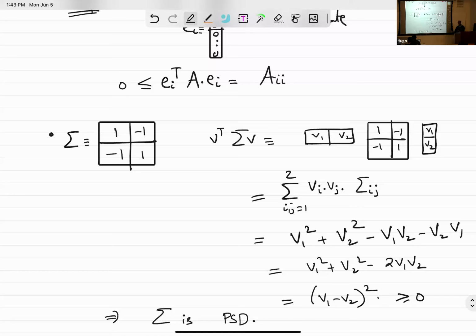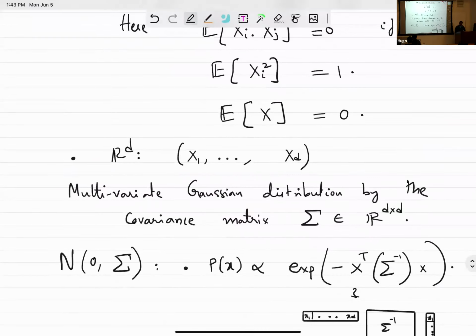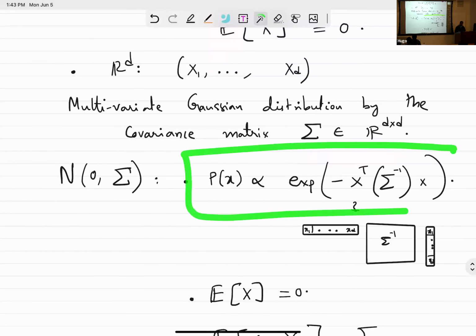And for any Gaussian distribution, the covariance matrix is PSD. And given any PSD matrix, this formula defines a valid distribution, which is the Gaussian distribution.